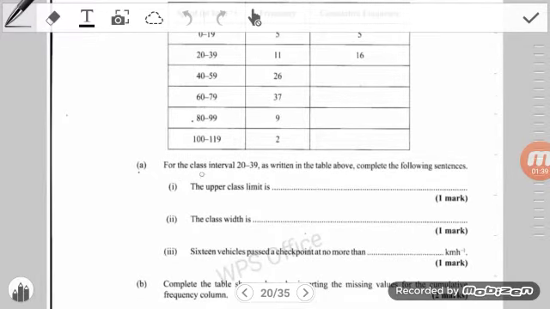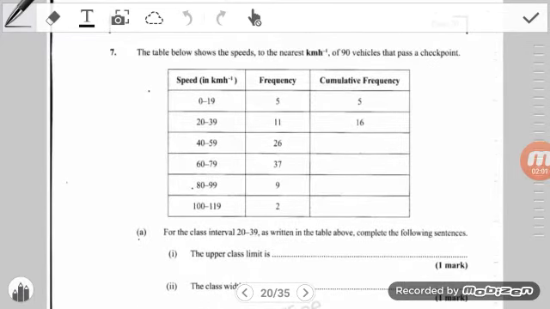They're asking here for the class interval 20 to 39, as written in the table above. You have to complete the following sentences related to this class interval. We want the upper class limit. Every class interval has an upper limit and a lower limit. The lower limit would be the lowest number that makes up the class, and the upper limit would be the bigger number that ends the class. So clearly the upper limit of the class 20 to 39 is going to be 39.